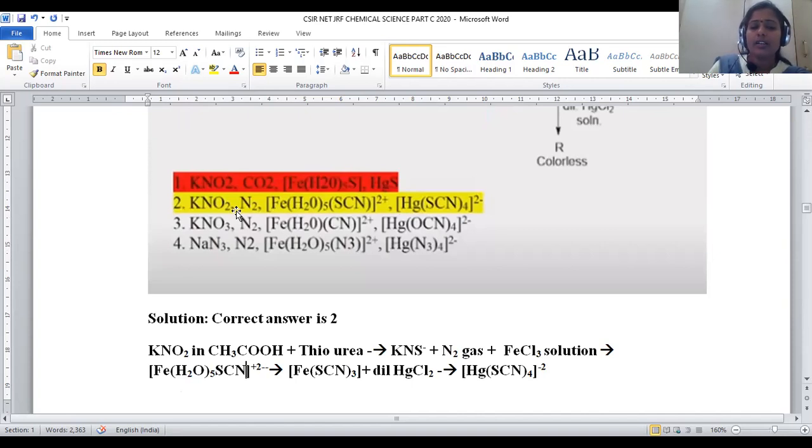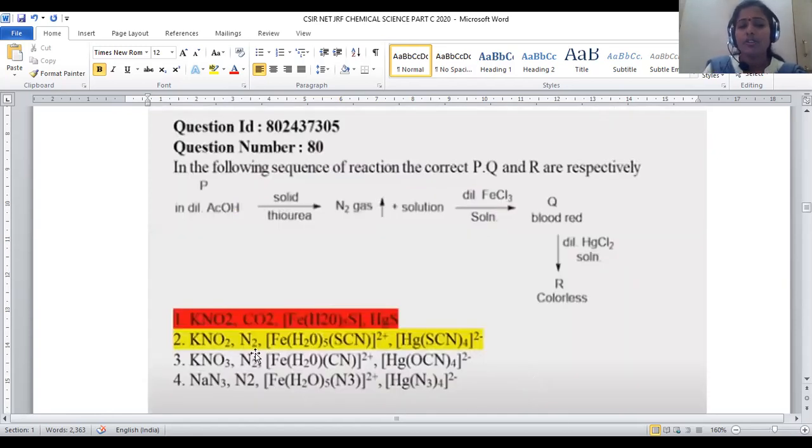K, what is the starting material? Upon treating with thiourea, it turns into nitrogen, and one more product will be NCS minus. So it is treated with FeCl3. Formation of Fe(H2O)5(NCS) positive is generated. Further it turns into Fe(NCS)3. Later it is treated with HgCl2, so that the final product will be Hg(NCS)4 2-. So for question number 80, option number 2 will be the right answer.